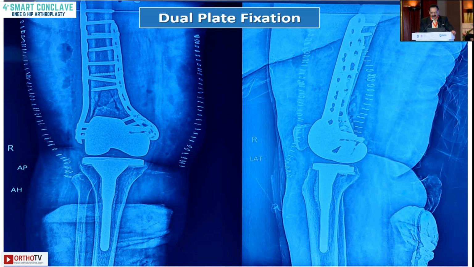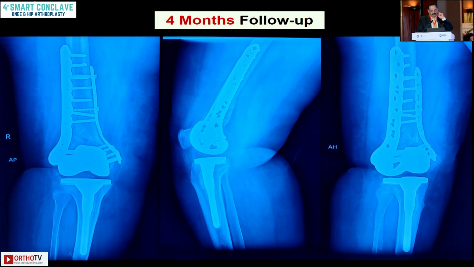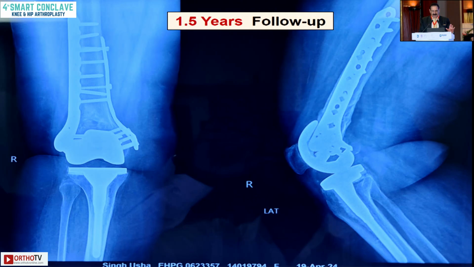Stable assembly found on table. And this is 6 weeks follow-up. Some bone formation on the posterior side. 4 months follow-up. Better situation, fracture is uniting, and these are two comparative X-rays, the bone formation progressing on the posterior side, and it was not opened much. At 1.5 year follow-up, it was rock solid.